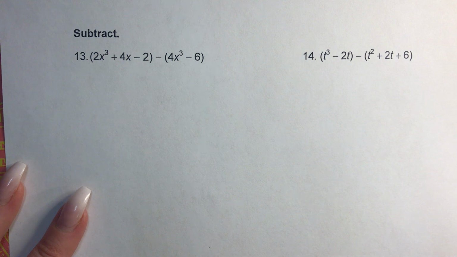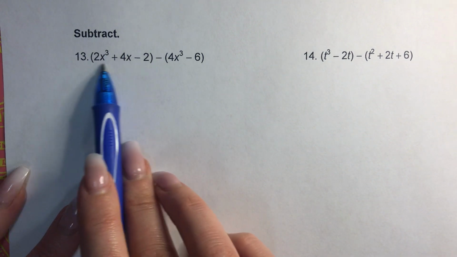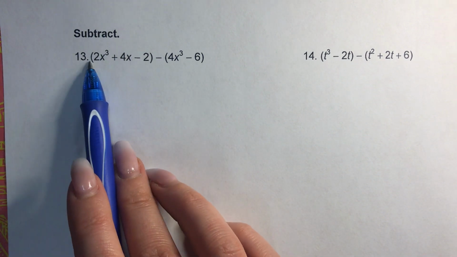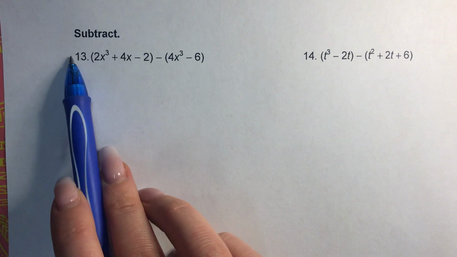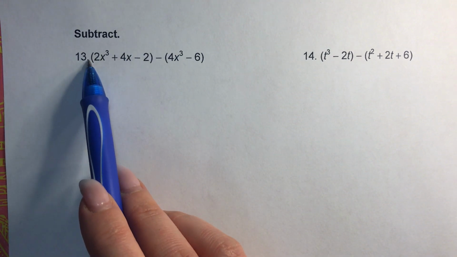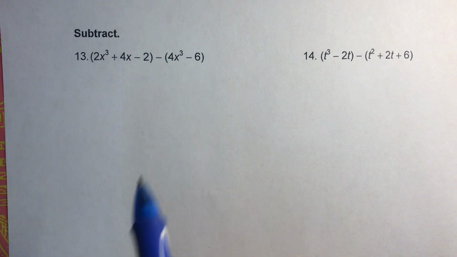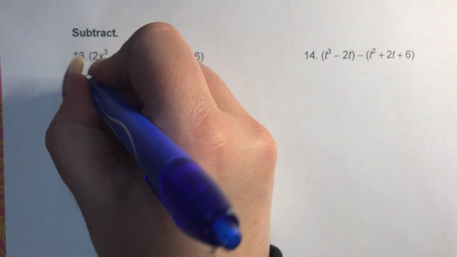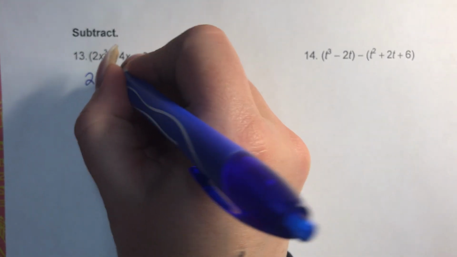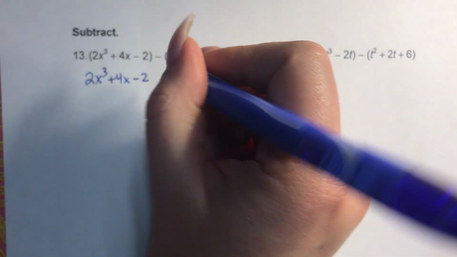Okay, let's see how you did. So here I'm looking at this first group with the parentheses. There's no number in front of there, that 13, that's just the problem number, right? There's a 1, right? But 1 doesn't do anything. So we just drop those parentheses and we end up with 2x cubed plus 4x minus 2.